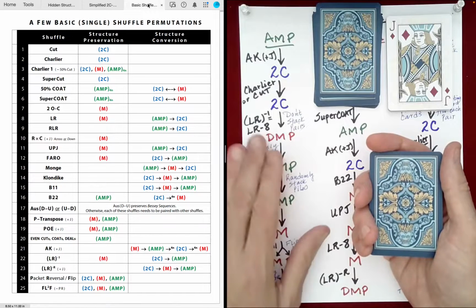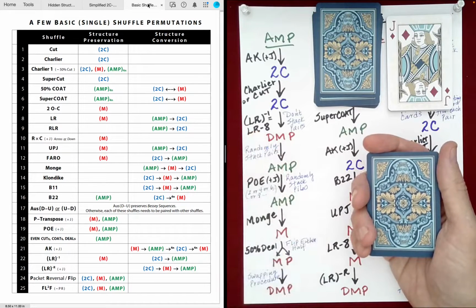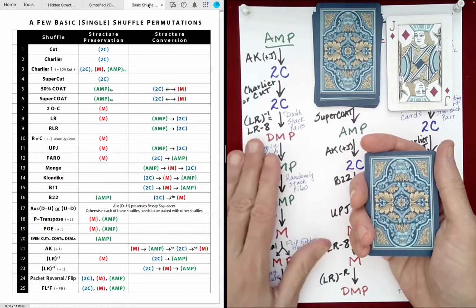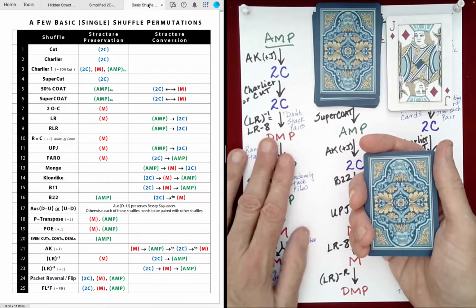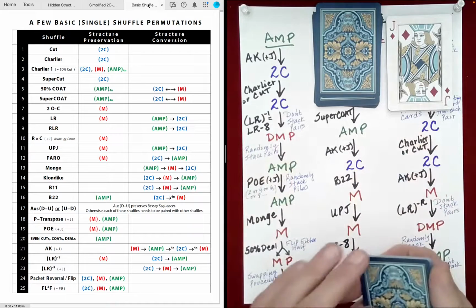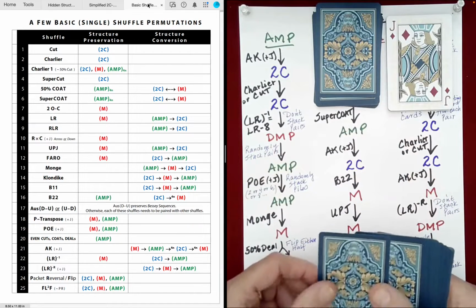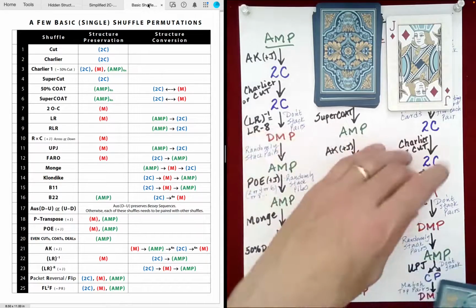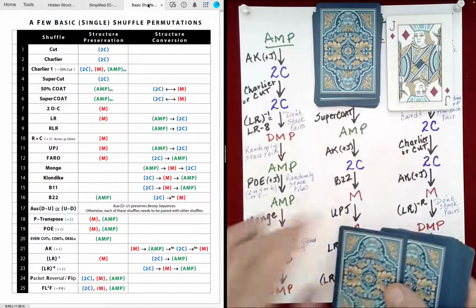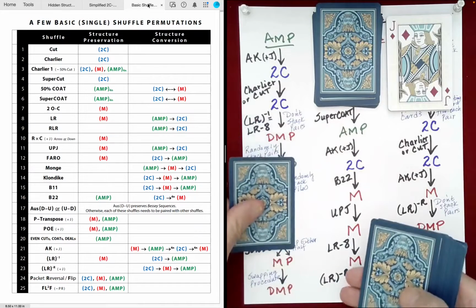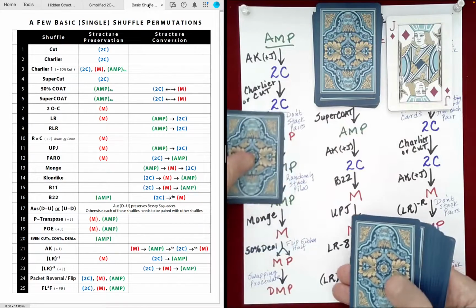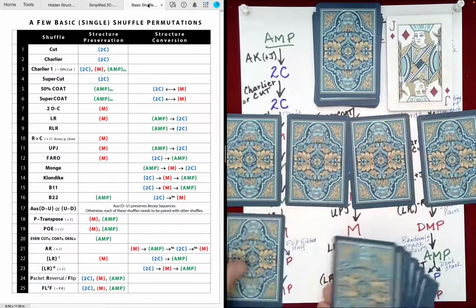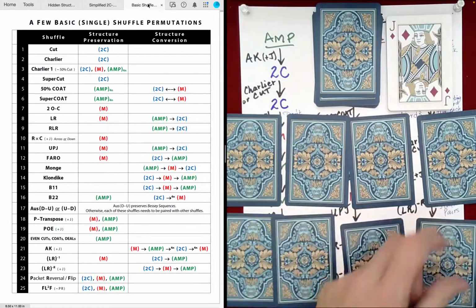Okay, now what we're going to do is an LR inverse. You can also think of that as an LR quote 8, okay? And so what we're going to do is I'm going to just deal out into 8 piles. Now I won't be able to fit 8 piles here, so we'll probably just do 4 and then 4, okay? But just realize that if you had more space than the camera view here, you can deal out into 8 piles from left to right.